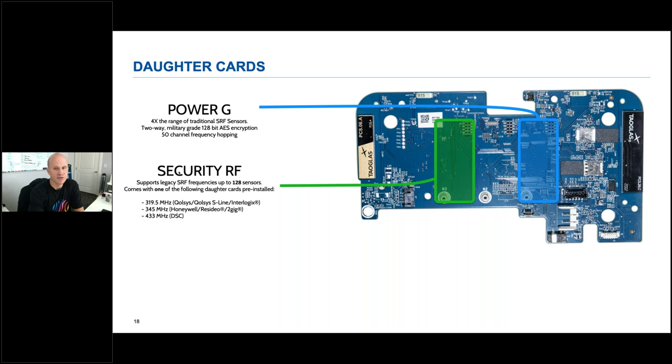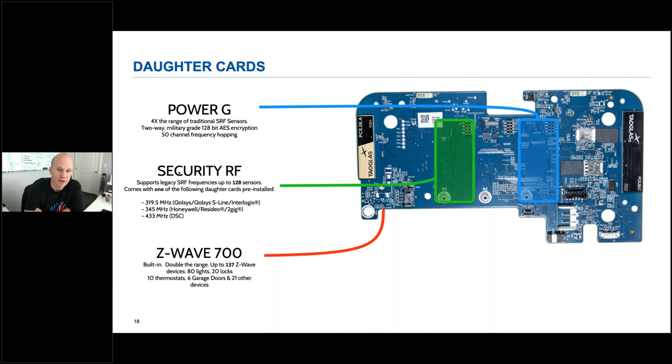Now, the third radio here that we're adding is Z-Wave 700. Now, I think most of you know that on IQ Panel 2, that was a daughter card. On IQ Panel 4, again, at least right now, this is actually on the board. So we went away from the daughter card. We still have some flexibility to do that if we want to in the future. But right now we're on the board. And we support 137 total Z-Wave devices.